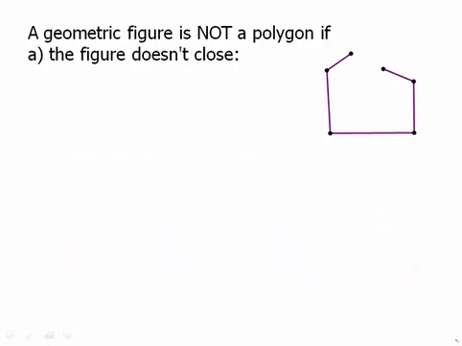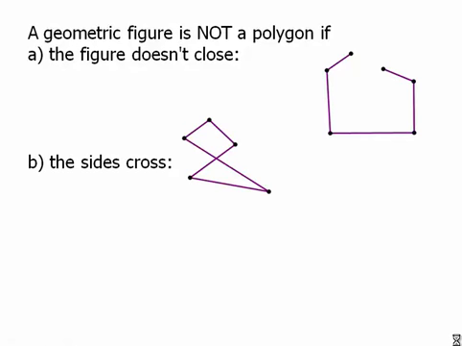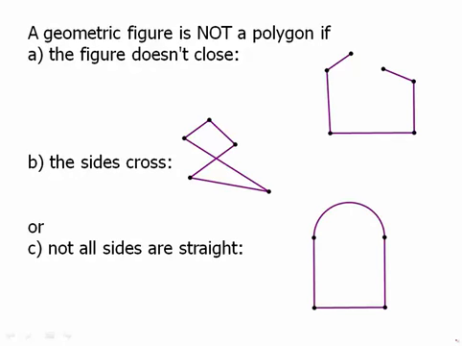A geometric figure is not a polygon if, first of all, the figure doesn't close. So, for example, something like this is not a polygon, has none of the polygon properties. If the sides cross, we don't have to worry about that. The test is not going to make us think about that. And if not all the sides are straight. Well, this final one is interesting. The test could give us something that was a combination of a polygon and a circle. And of course, we'd have to solve that using both polygon properties as well as circle properties. So this is not strictly a polygon either. We'd have to use circle properties as well to figure out something about the shape.